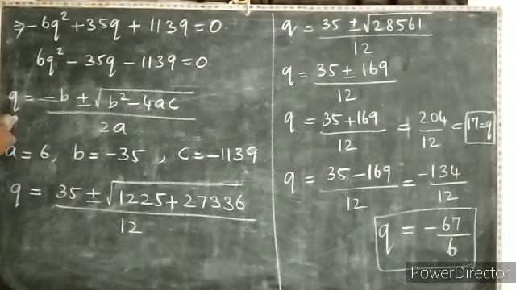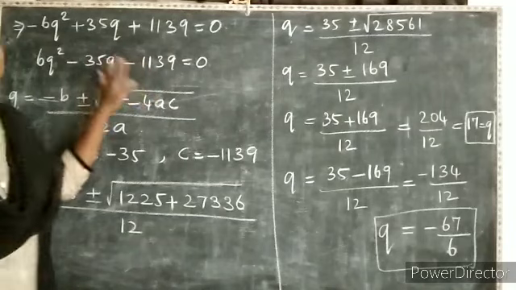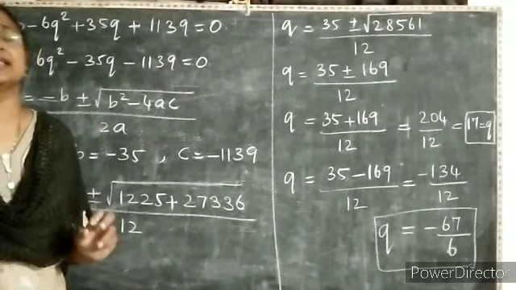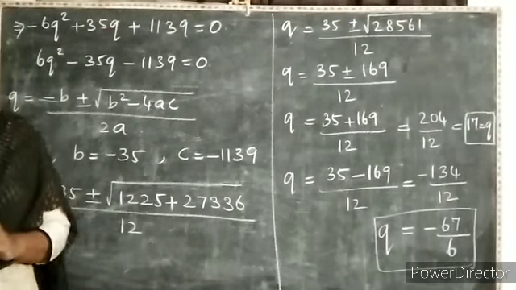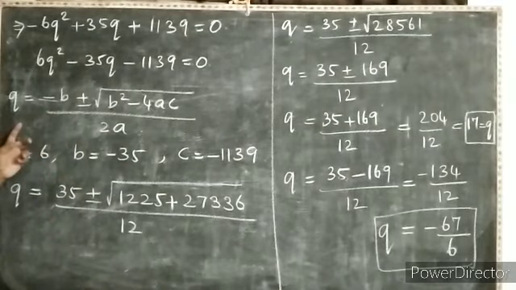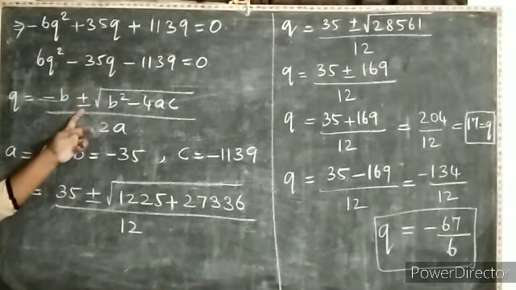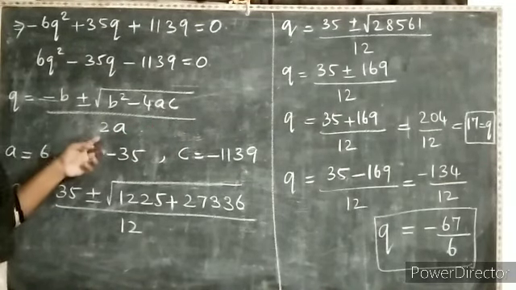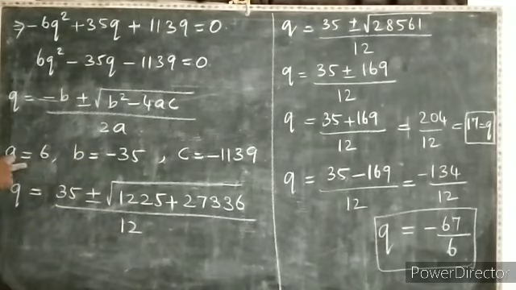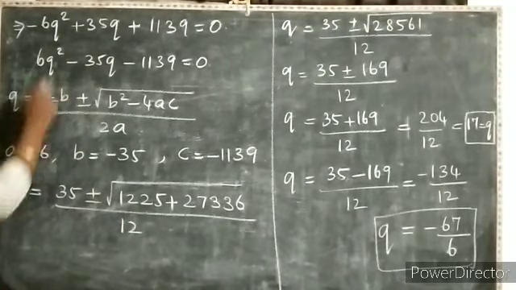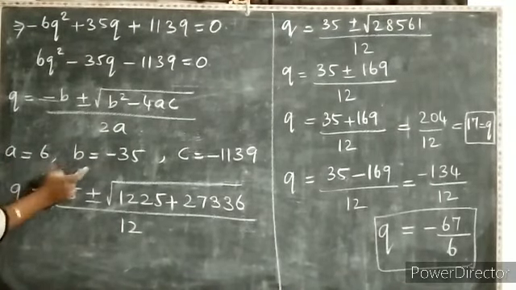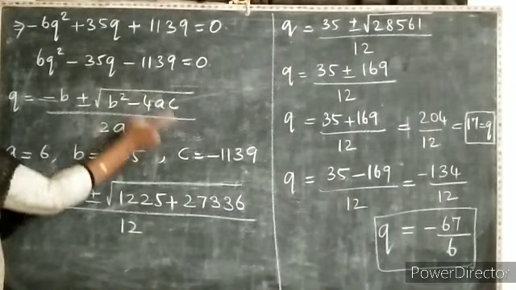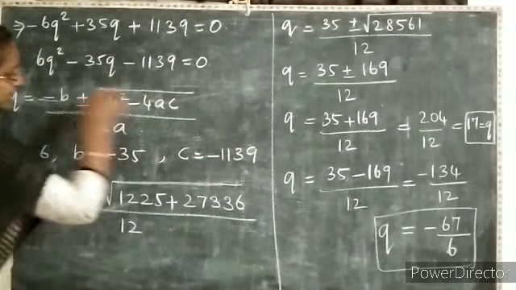Now let's see, q is equal to, we cannot simplify this or factorize this using simple factorization. So we are going to use the quadratic formula. As we know, q is equal to minus b plus or minus square root of b square minus 4ac whole divided by 2a is the quadratic formula. I am going to substitute a is equal to what? 6. Now b is equal to minus 35 and c is equal to minus 1139.